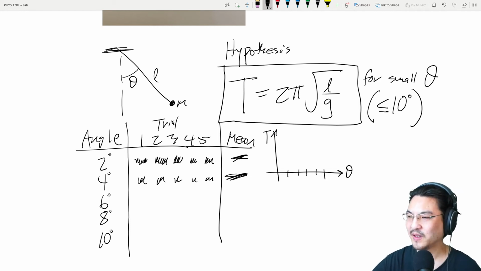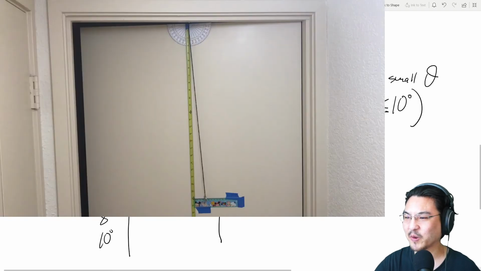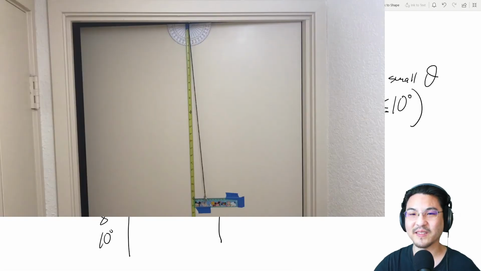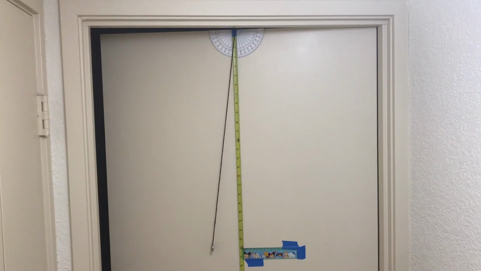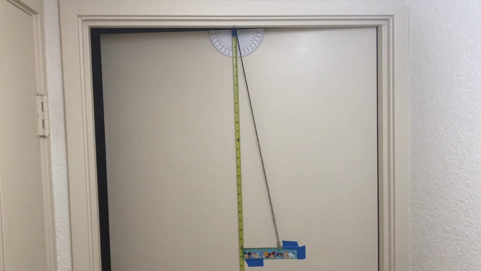Okay, so let me show you a clip of what I recorded. This is for 2, 4, 6, 8, 10 degrees. So here, 2 foot length of string, 10 grams mass, 2 nickels. I just let it swing 3 periods for this particular video. So ready, go. 1, 2, 3. So that's 2 degrees. Now this is 4 degrees. Okay, this is 6 degrees. 8 degrees. And 10 degrees.